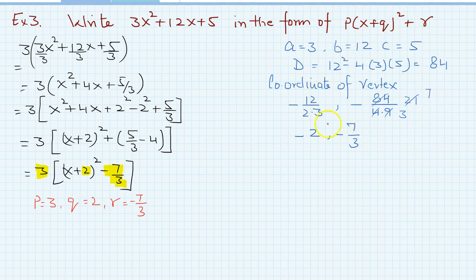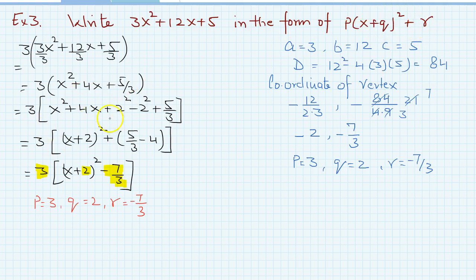So you can see directly in this equation that we have taken 3 common. So we can write p is 3. This is minus 2. So the value of q will be 2 and this will be with the sign. So r is equal to minus 7 over 3. So you can straight away use this method to find the values of p, q and r also.